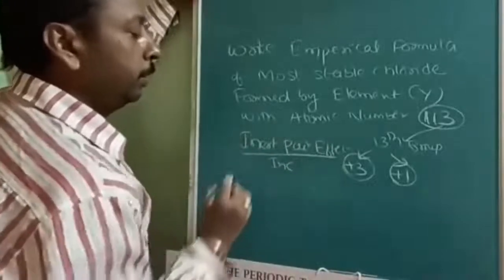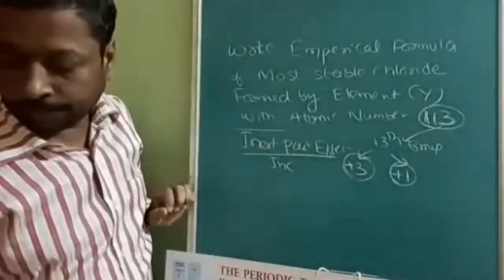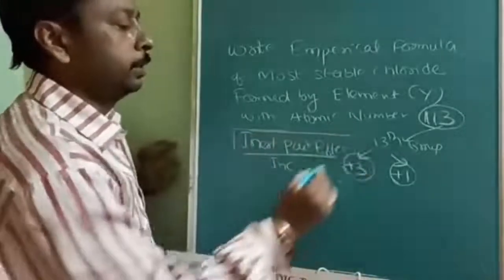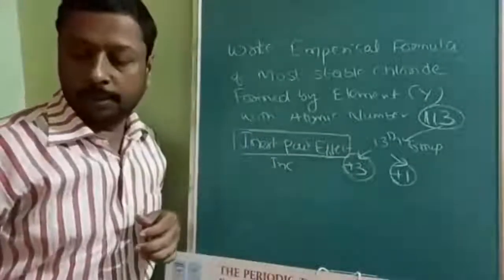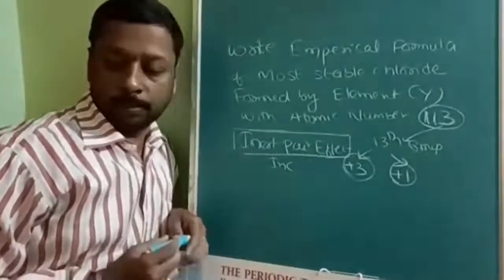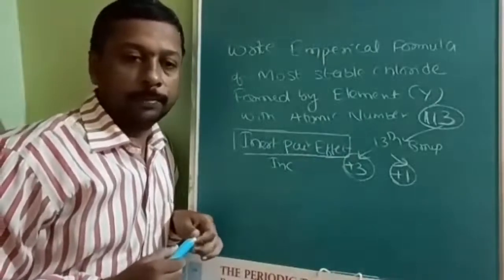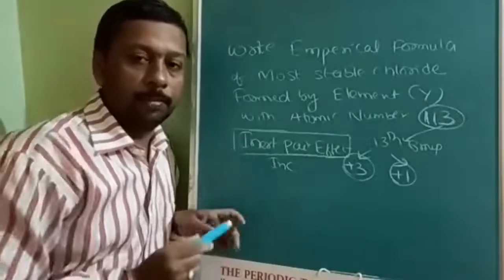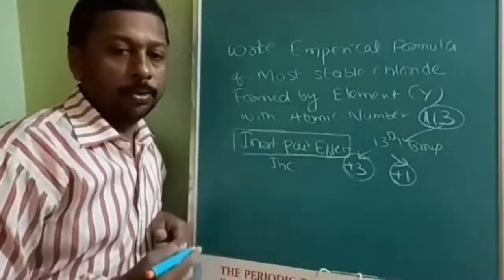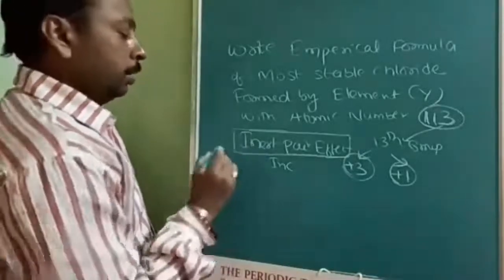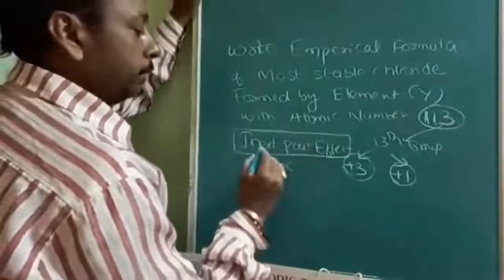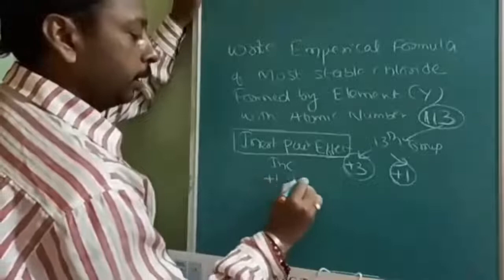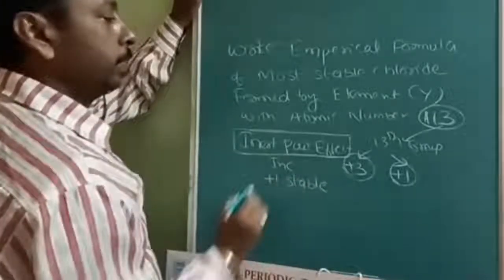For the time being, I already told you about the inert pair effect. This is an advanced level question, so it will be a multi-concept question, not only a periodic table question. The inert pair effect of the P block and the periodic table are both combined here, so that you can understand the concept. So I am explaining here itself. Inert pair effect increases down the group. Therefore +1 stability increases. +1 will become stable.